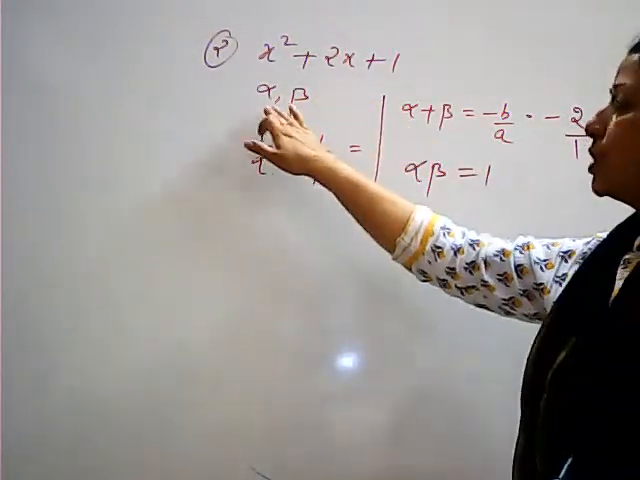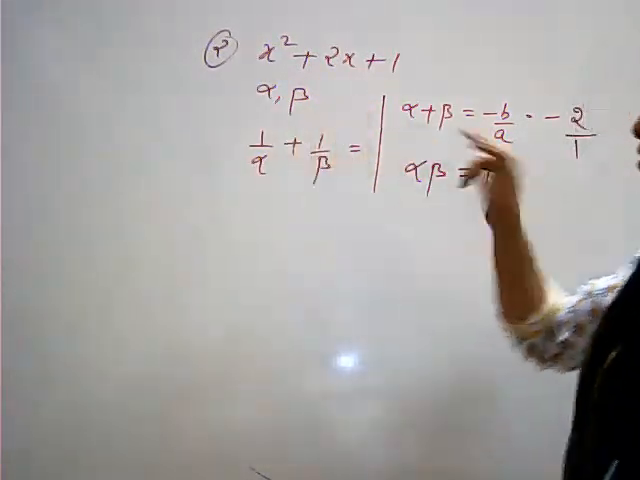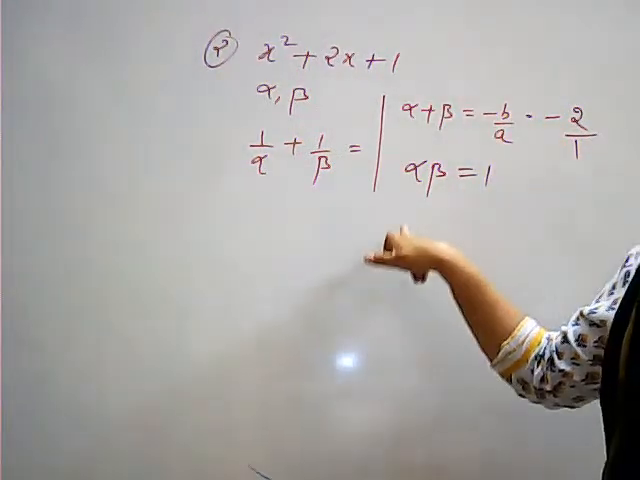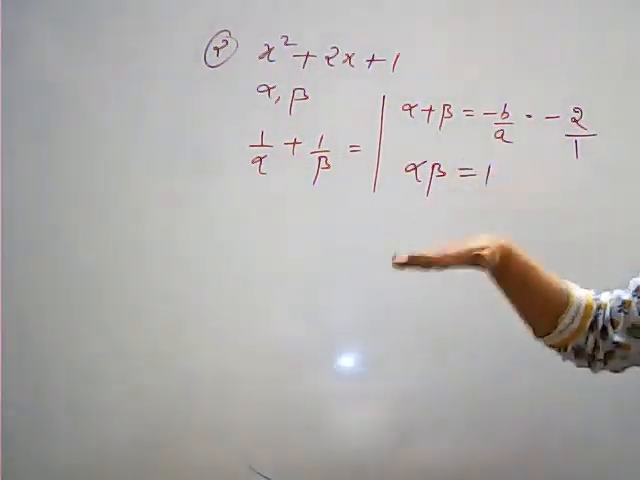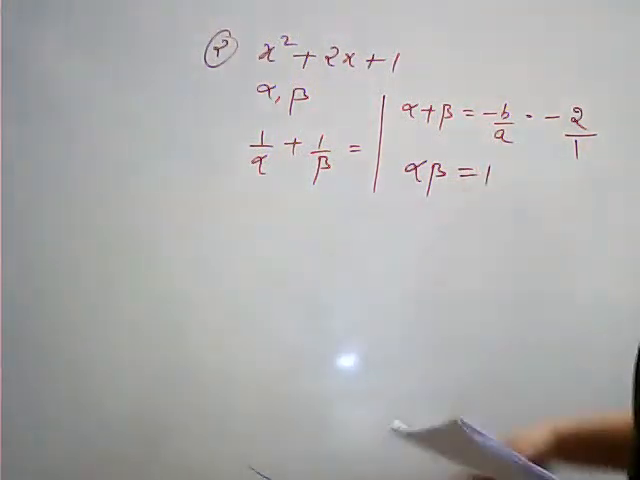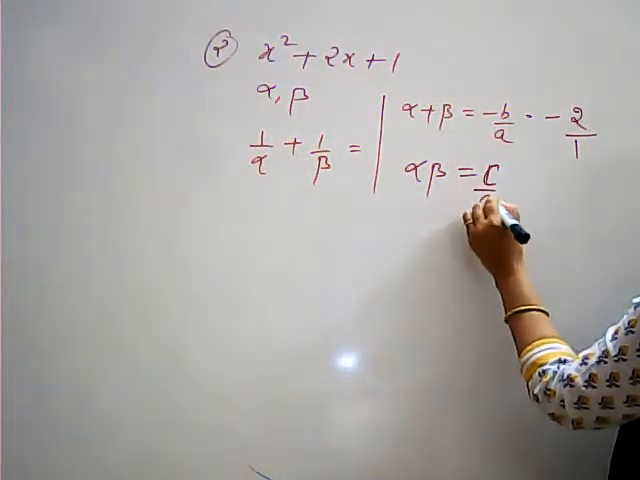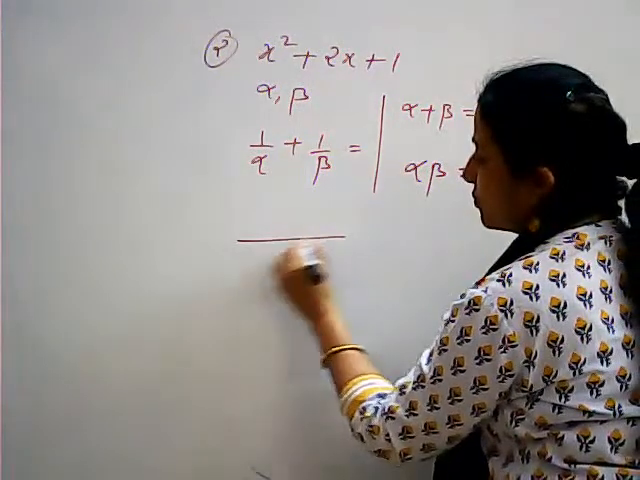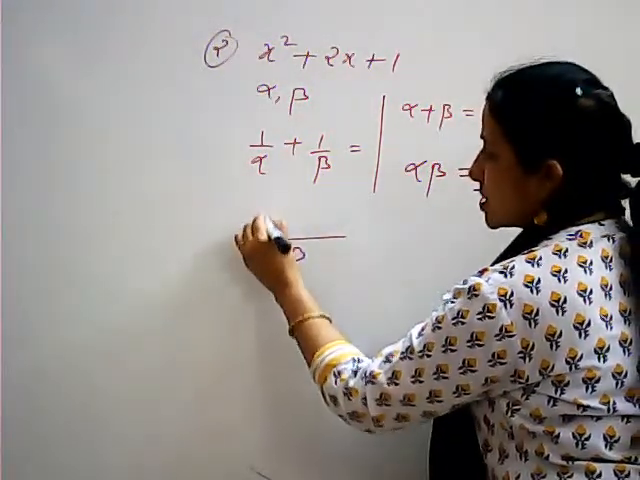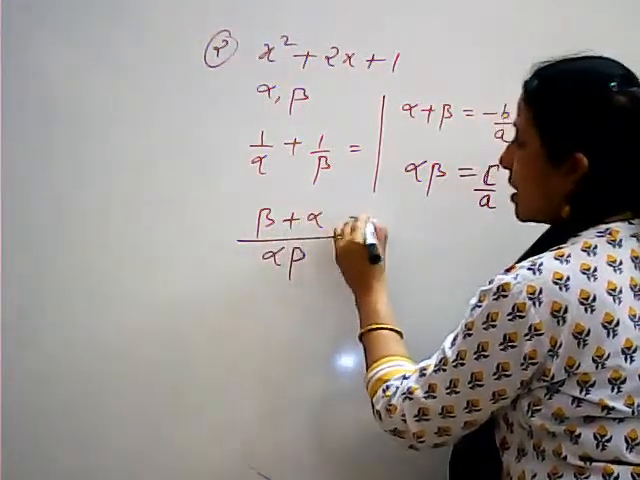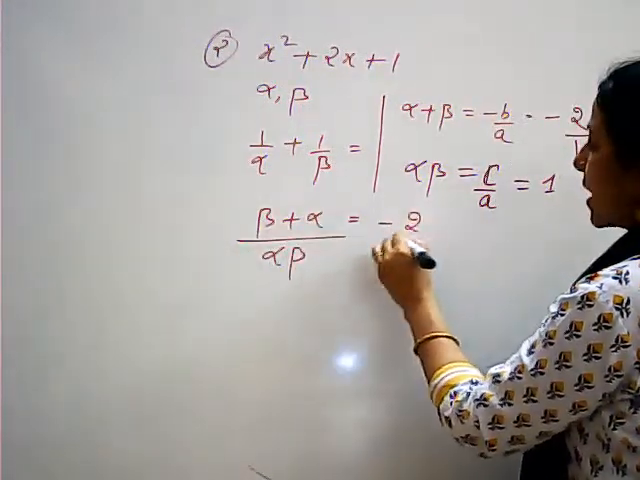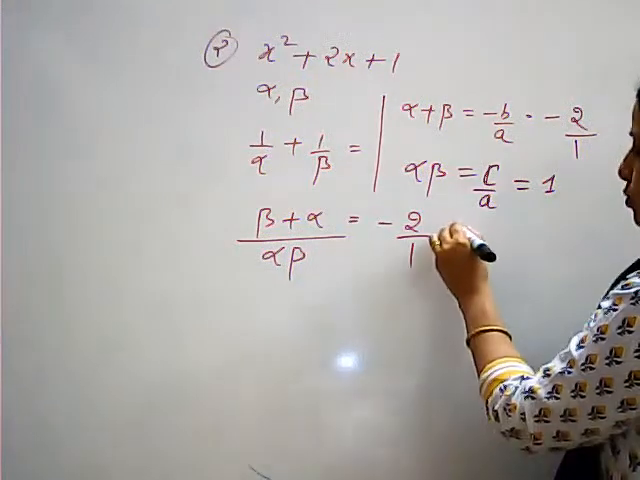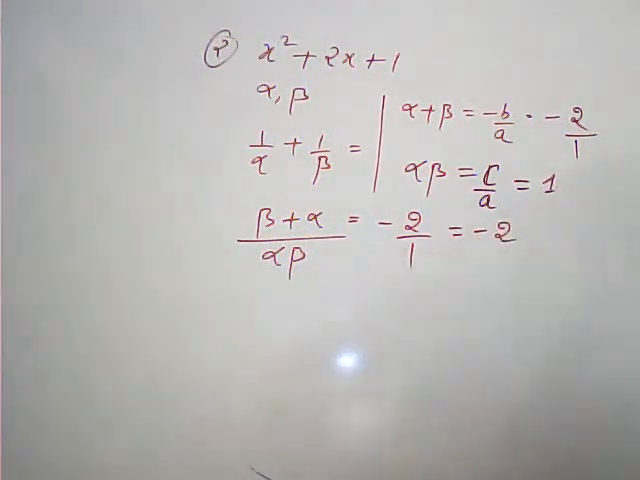So you only need to find alpha plus beta, and the formula is minus b over a. Alpha beta, that is the product of the zeros, is equal to c over a, which is equal to 1. So take the LCM of this alpha beta. So this is beta plus alpha plus beta, that is equal to minus 2, and alpha beta is equal to 1. So the answer is minus 2. So minus 2 is the answer for this one.